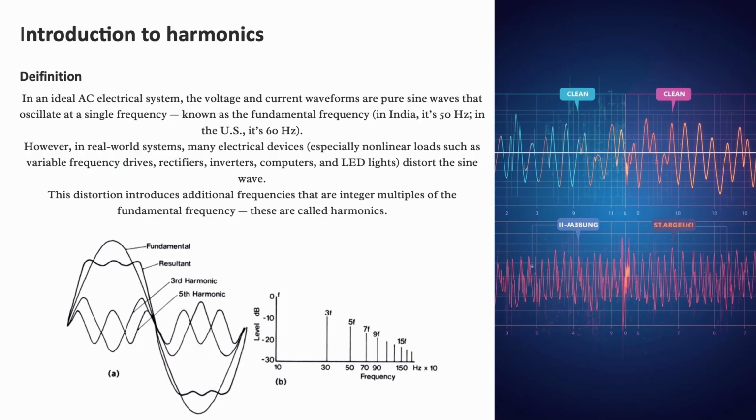So, in an ideal AC electrical system, both voltage and current waveforms are perfect sine waves oscillating at a single frequency. For example, 50 Hz in India, 60 Hz in the US. But in real world systems, we rarely see such perfect waves. Many of our modern electrical devices like variable frequency drives, rectifiers, inverters, computers and LED lights distort the waveform. This distortion introduces extra frequencies that are integer multiples of the fundamental frequency and these multiples are called harmonics.